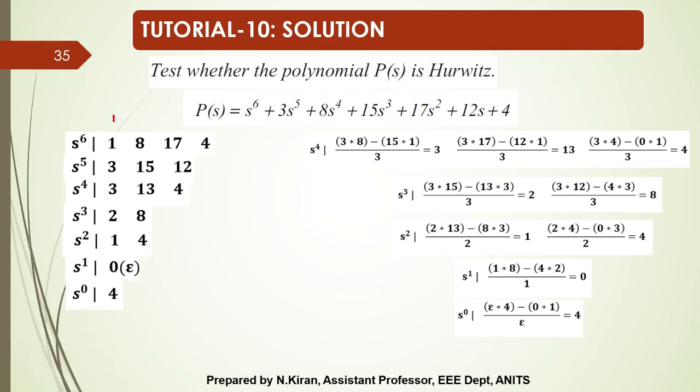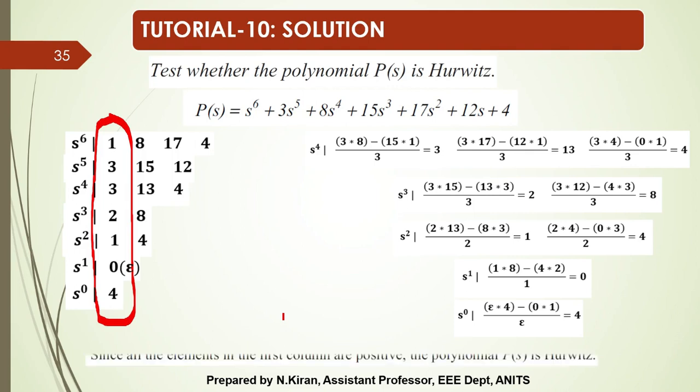So the first column of the Routh table for this tutorial is this. As you can clearly see, there are no sign changes and all obtained elements are positive. Hence, if the elements in the first column are all positive and there are no sign changes, then we can conclude that the given polynomial is Hurwitz.